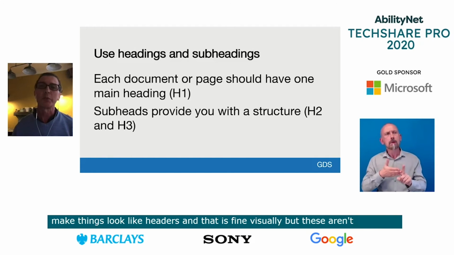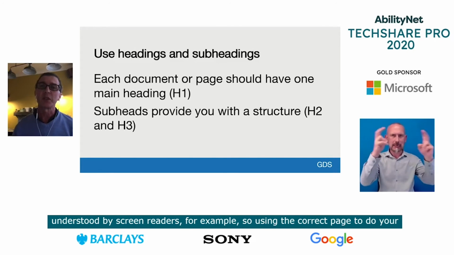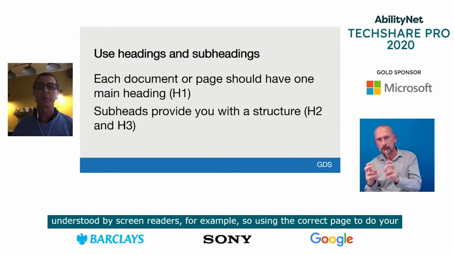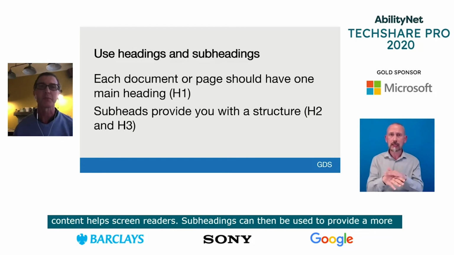Each document or page should have one main heading, and subheadings can then be used to provide more detailed structure. And you can find and edit the pre-formatted headings and subheadings within the format tab of most content management systems or programs.